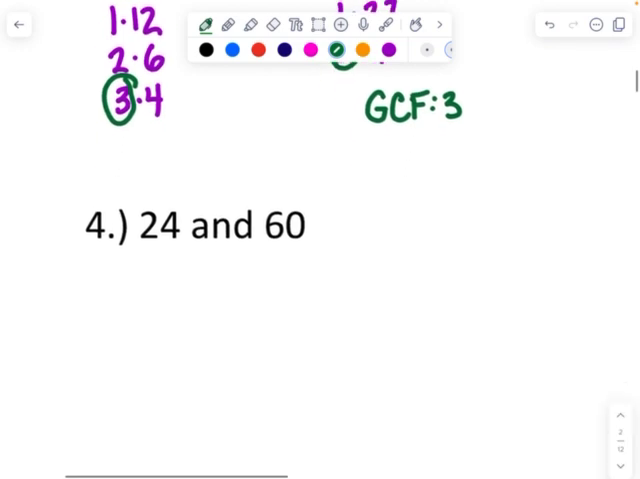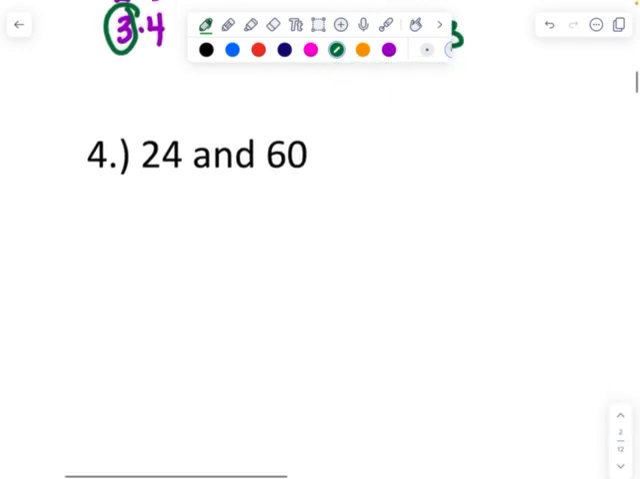All right, go ahead, try number 4. List all the factors of 24 and of 60, and then come up with your GCF.